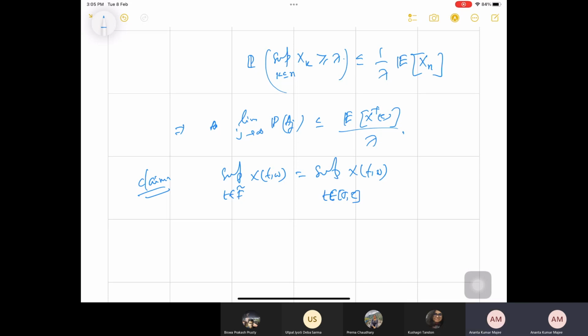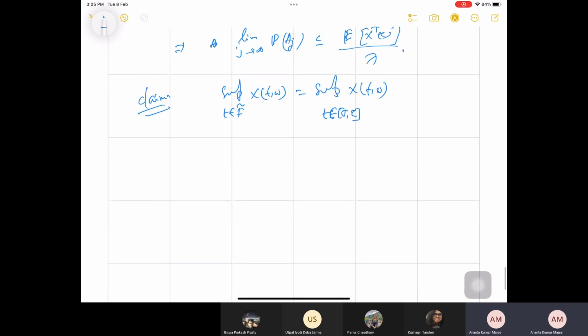And then if you look at the right continuity part, the supremum over t in sigma tau should be the same as the supremum over t belonging to F tilde of X_t. I will prove only this part, and later a similar argument can be used for the other parts. The idea is to use the denseness and the right path continuity property of the process X_t.